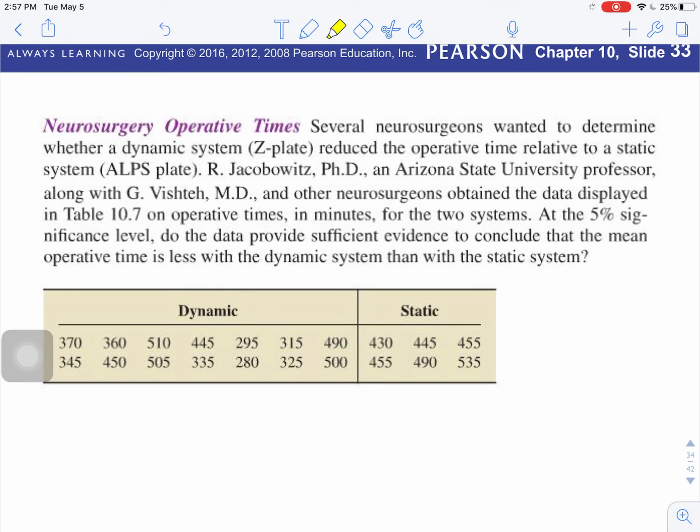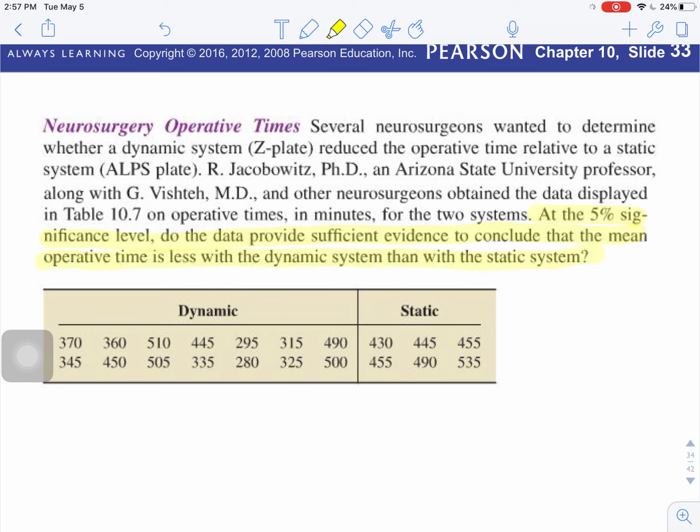So with neurosurgery operative times, several neurosurgeons want to determine whether the dynamic system reduced the operative time relative to a static system. They looked at some data displayed below for the different operative times, and these times are in minutes for the two different systems. At the 5% significance level, do the data provide sufficient evidence to conclude that the mean operative time is less with the dynamic system than it is with the static system?